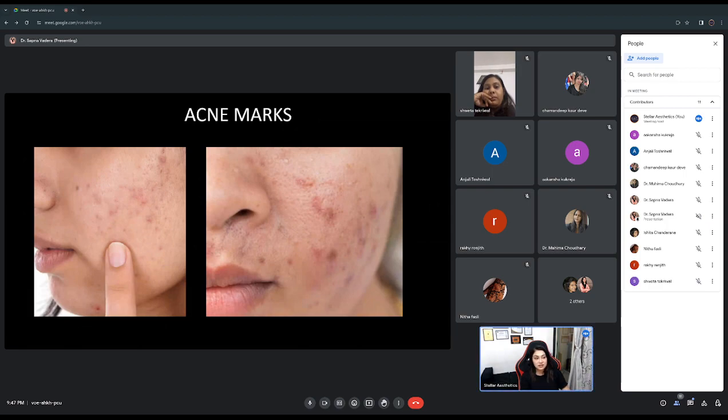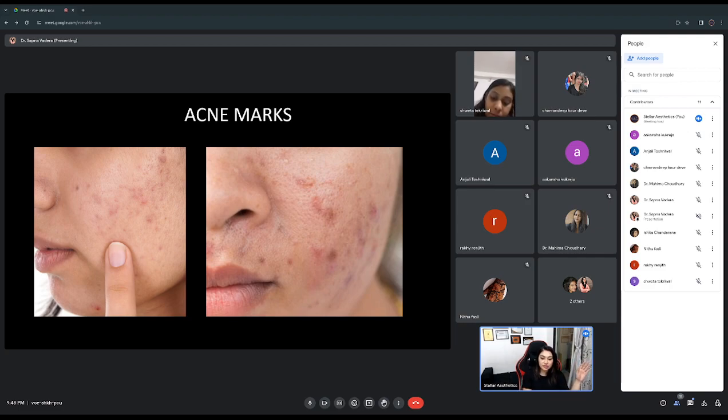Now acne marks. Acne marks are different from acne scars. Patients don't know. They will come with a scar and they will tell you, I have an acne mark or I have active acne. But active acne is different, acne marks are different, and acne scars are different, and the treatments are different. So acne marks are the pigmentations which remain even when the pimple goes away. Okay? Why does it happen? It happens because during the healing period, when the wound was raw, there was sun damage.